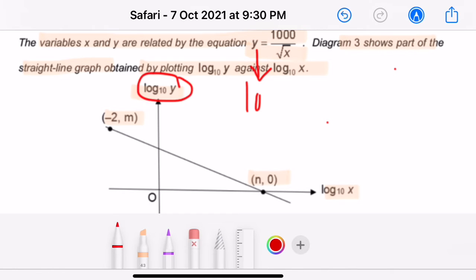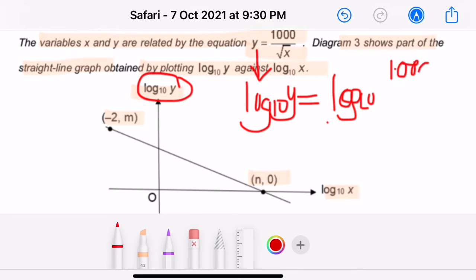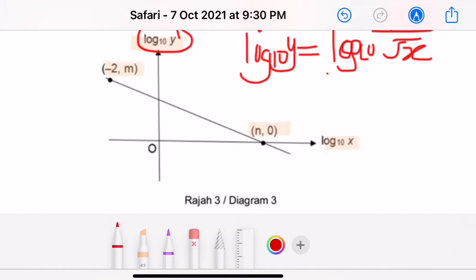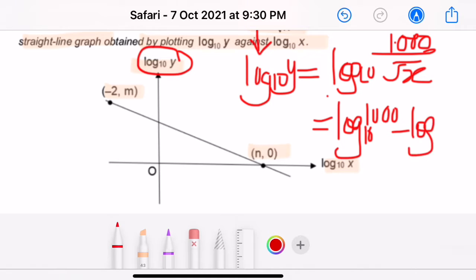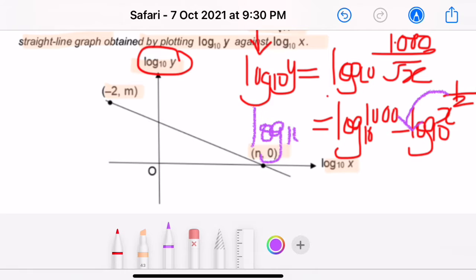We observe here is log 10y, so we take log base 10 for both sides. Then we will try to use the laws of logarithm. When dividing, we always subtract like this with the two bases. When we see square root, we write power half, and the half you have to bring to the front as a power law. So here you must write log 10y.